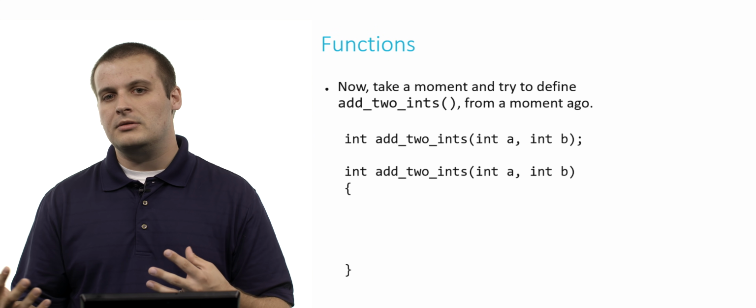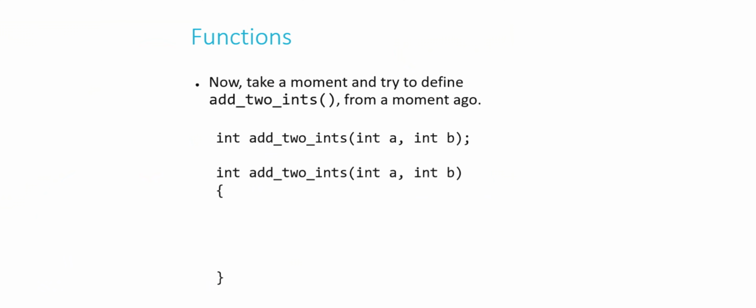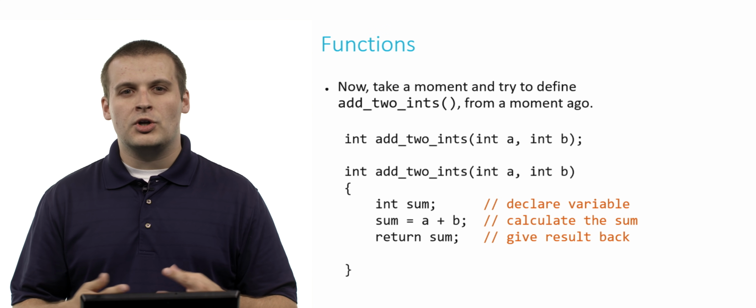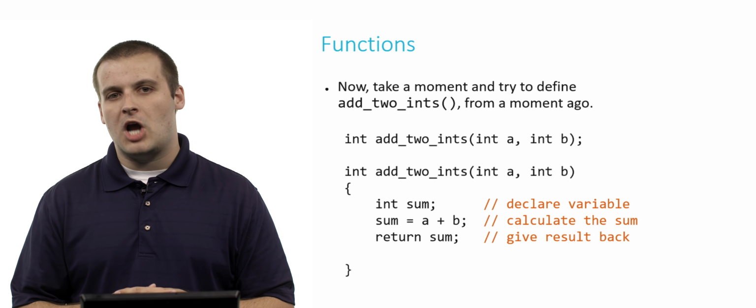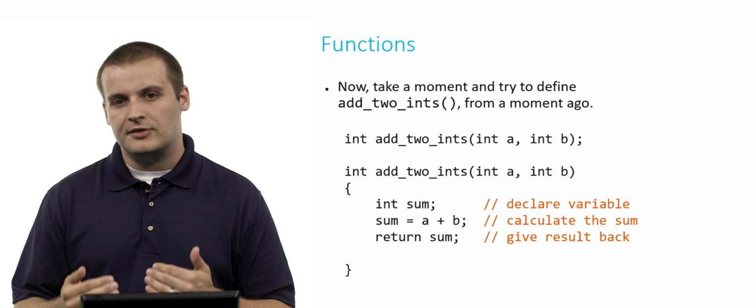So pause the video and take as much time as you need to try and define an implementation of add2ints such that when the function outputs a value, it does in fact return the sum of the two inputs. So just like the previous example, there are several different ways that you could implement add2ints. Here's one, and here in orange I've just added some comments to indicate what's happening on each line of code.